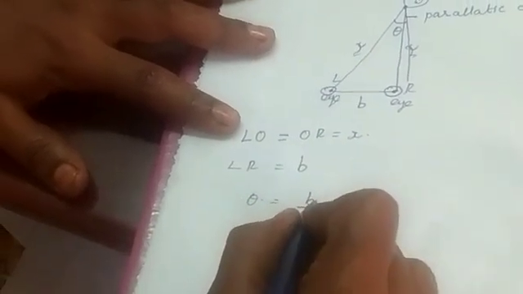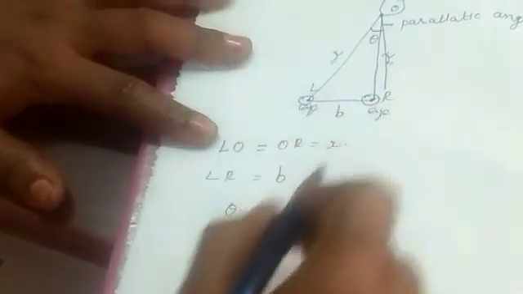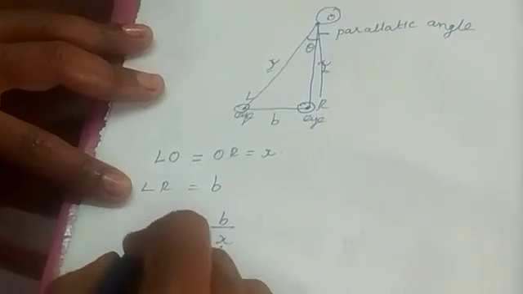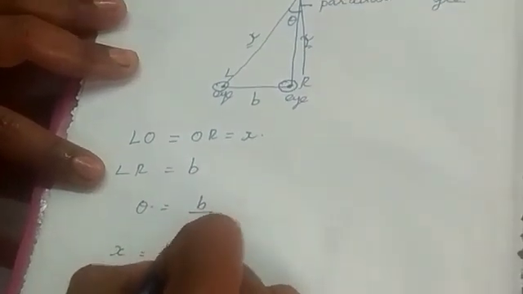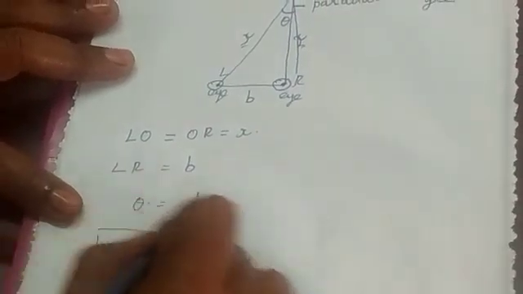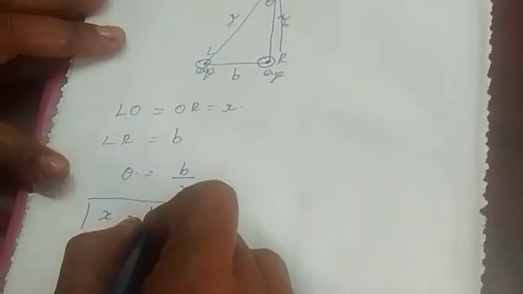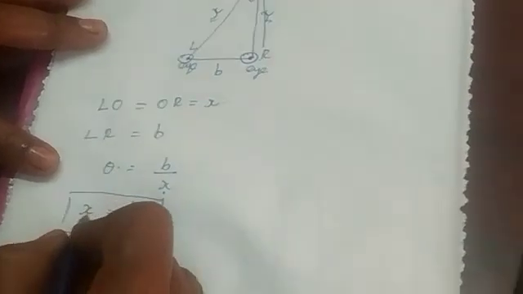B is the base distance, that is, the distance between the two eyes, and X is the unknown distance. Here we need the unknown distance X only. So X is equal to B divided by theta. We know the value of theta and the distance between the two eyes, so we can calculate the unknown distance X. Thank you, dear children.